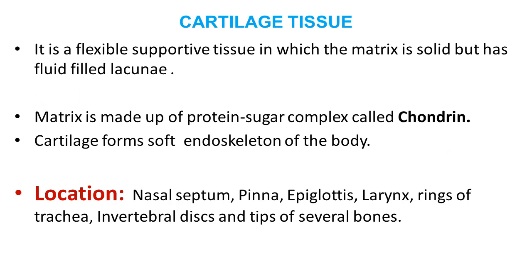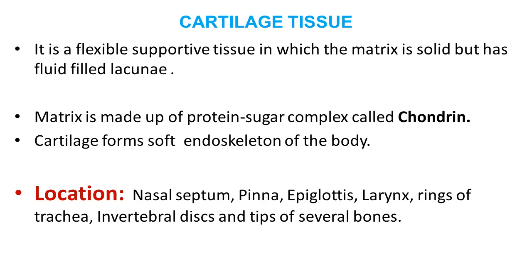Next, opposite to this is cartilage. Cartilage is a very soft tissue. The matrix is very soft in nature. The cells of the cartilage are known as chondrocytes. And the matrix, as I told, in the case of bone is made up of ossein and minerals, whereas here it is made up of a protein-sugar complex called chondrin. And it forms a soft endoskeleton of the body.